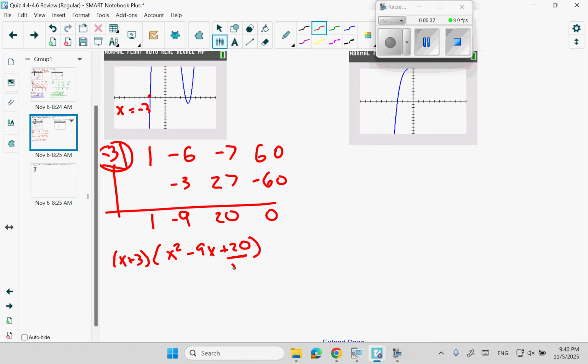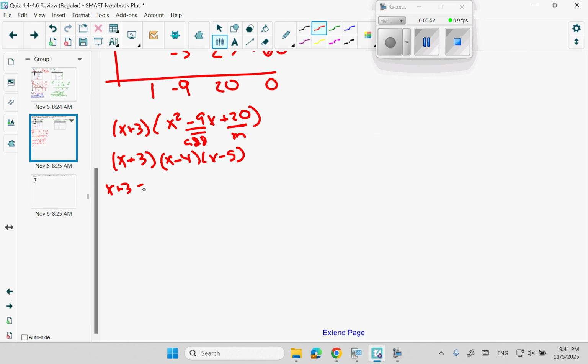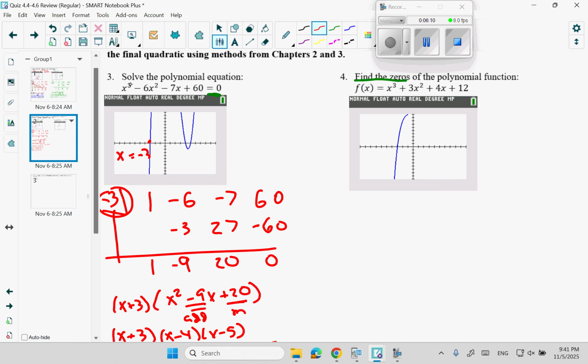And I can factor what multiplies to 20 and adds to negative 9. That would be negative 4 and negative 5, excuse me. And then, of course, I have to set each of those equal to 0. So we get negative 3, positive 4, and positive 5. Again, those are three real solutions that all appeared on the x-axis right there, so it should be good. I had a degree of 3, so I should only end up with 3 answers.